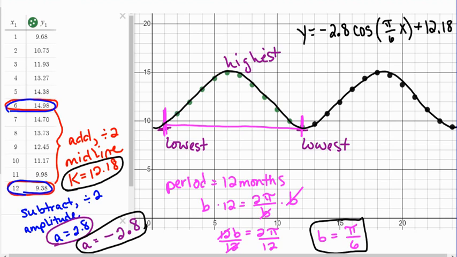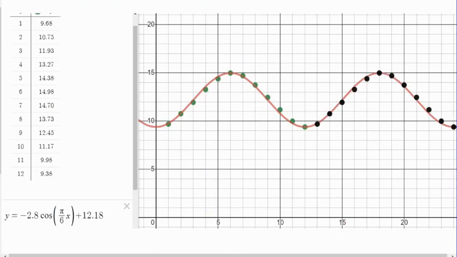Okay, so let's go over to Desmos and copy a graph and drag it back here. We have graphed y equals negative 2.8 cosine of pi over 6 times x plus 12.18. Okay, and you can see this red line right here. We're going up, right? January 15th, February, March, April. This red line is following my months, my dots of data quite nicely, actually.